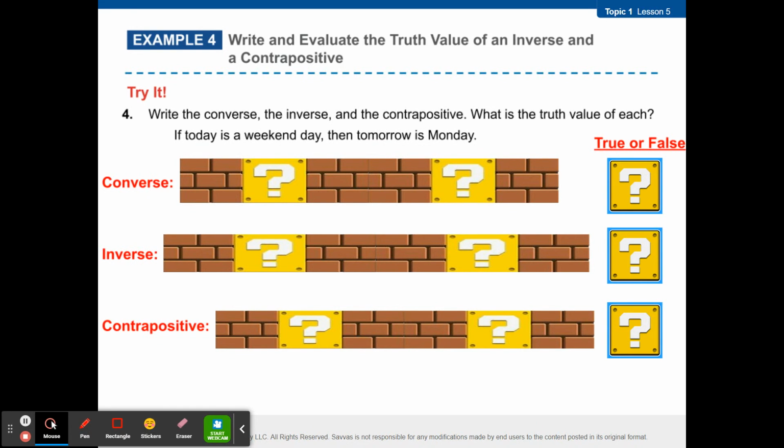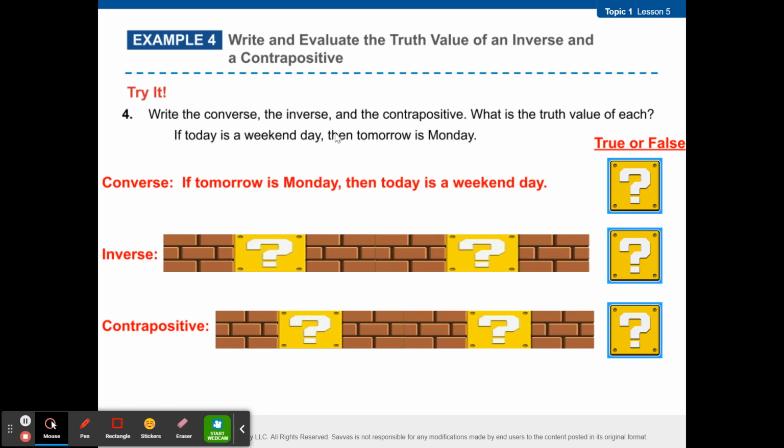All right, who's still working on these 3? I'm going to give you the answers because I know we're kind of getting our feet wet with them. Anybody still working on them? All right, so let's take a look at the first one. So the converse should be, if tomorrow is Monday, then today is a weekend day. True or false? True, definitely. All right. Questions on the converse that I can address?